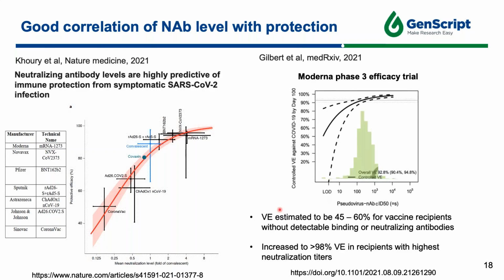Another study, the Moderna phase 3 efficacy trial, also reported similar findings. As shown in this graph, the higher the neutralizing antibody, the higher the vaccine efficacy observed. Some key numbers to take note of: the vaccine efficacy is estimated to be 45 to 60% for vaccine recipients without any detectable binding or neutralizing antibodies, and the vaccine efficacy increased to more than 98% for recipients with the highest neutralization titers.